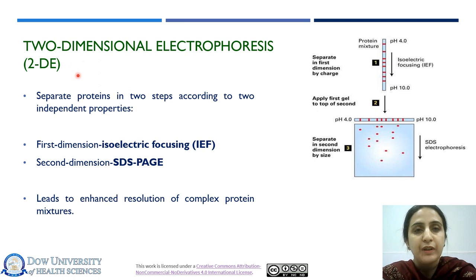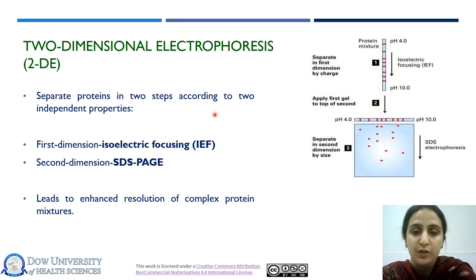There is another type of electrophoresis which is called two-dimensional electrophoresis. As the name suggests, electrophoresis is performed in two dimensions, and it uses two different types of electrophoresis that are combined with each other. Number one is isoelectric focusing, that is the first dimension. You separate the proteins using isoelectric focusing in a horizontal direction, and then once the proteins are separated, rather than staining them, you directly take the IPG strip and place it onto a second dimension gel, which is a vertical gel.